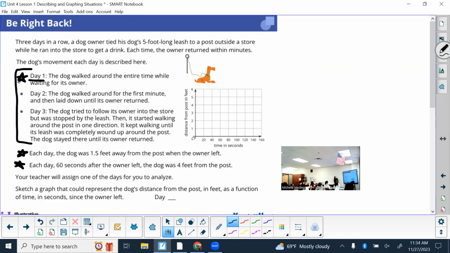Not one. 1.5, good. Because of this information right here. The dog was 1.5 feet away from the post when the owner left. So if the time is since the owner left, 0 seconds, then it's 1.5 feet away.